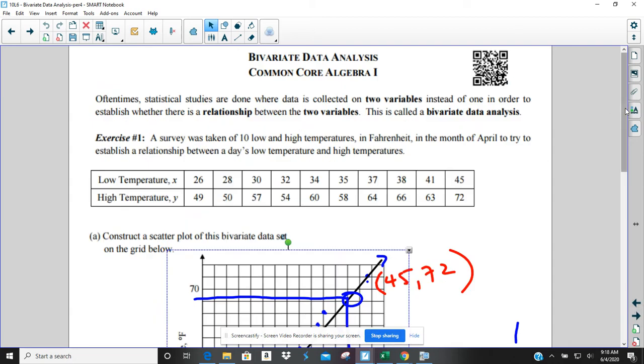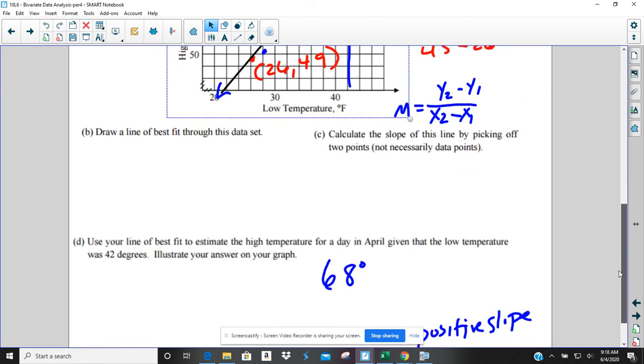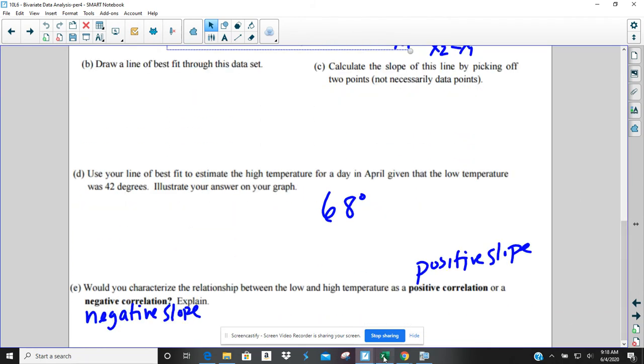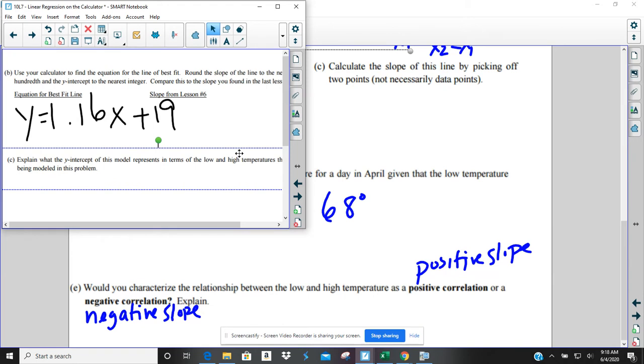Okay, so the full equation, I then would have taken the 1.21, I would have picked 2 points, and I would have found the line equation. Maybe I have it down farther. I don't know. Okay, whatever. All good. So the slope here was 1.21. That was mine. Yours might have been different.